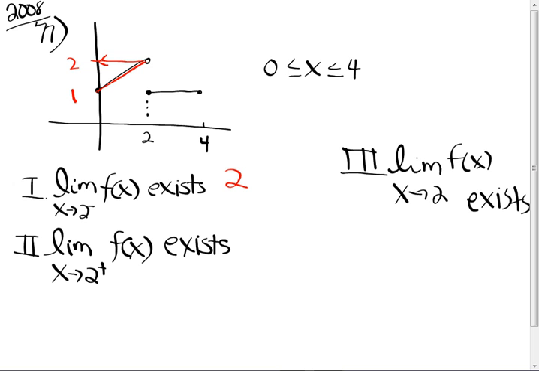What about from the right? Andrew, what's the limit from the right? It's 1. Does the limit at 2 exist? No, because 2 does not equal 1. Seems easy enough. So only this is true, this is true, and 3 is false. So you have to do 1 and 2.